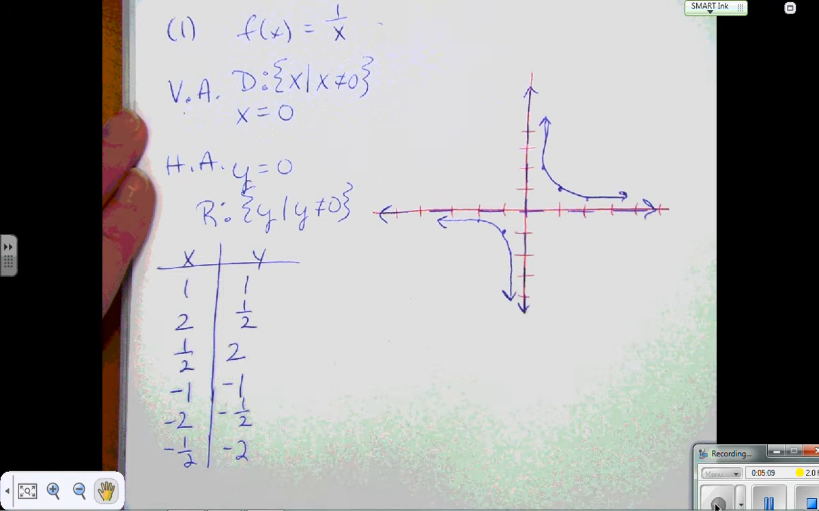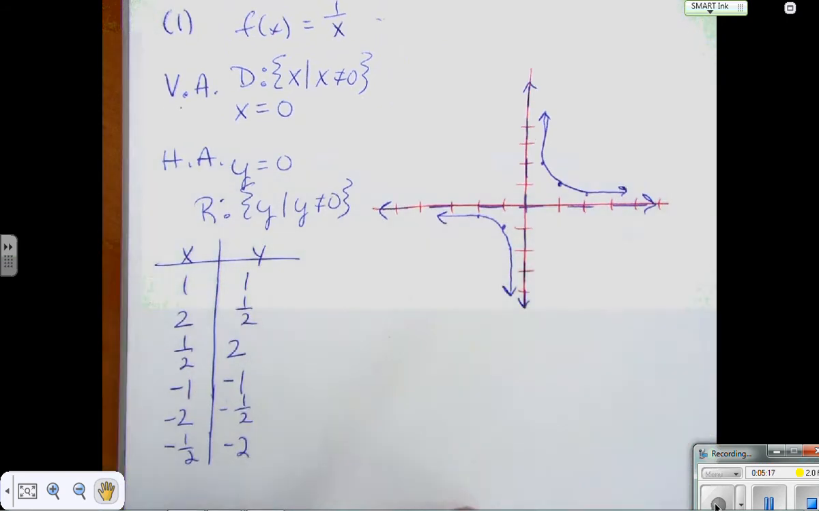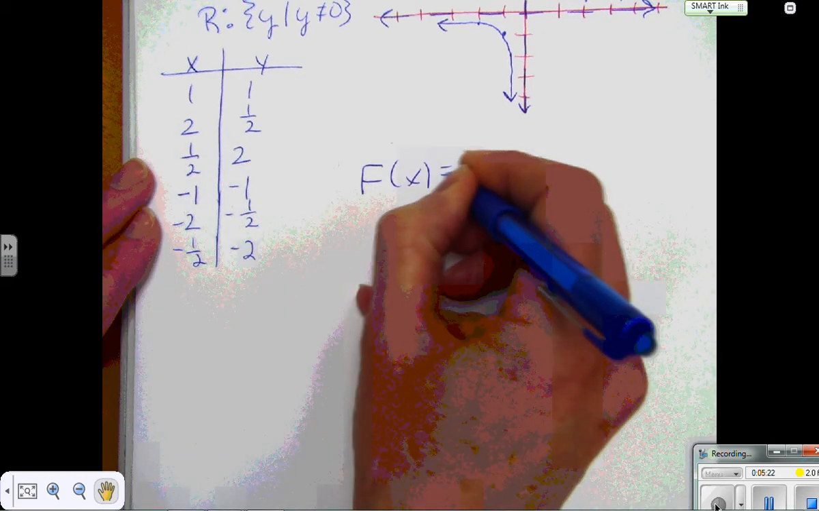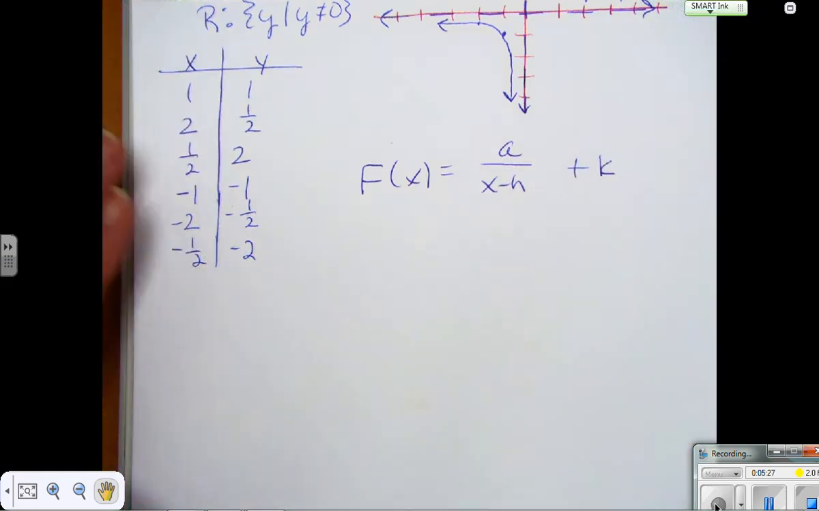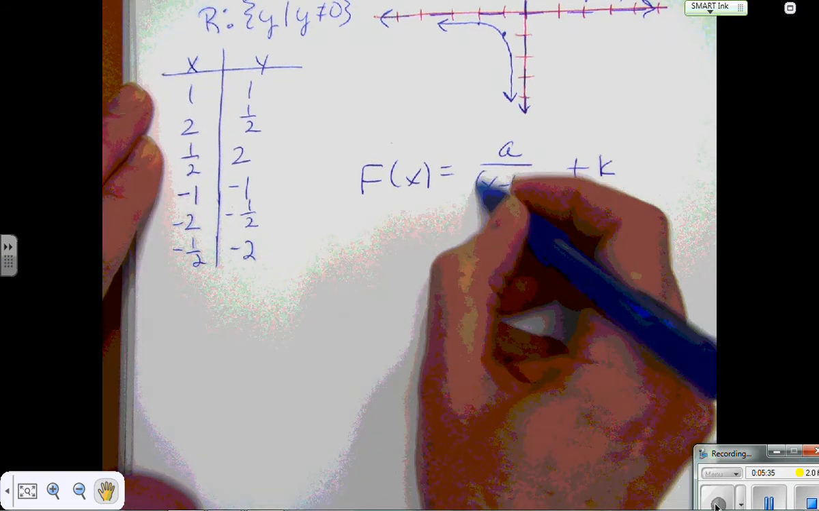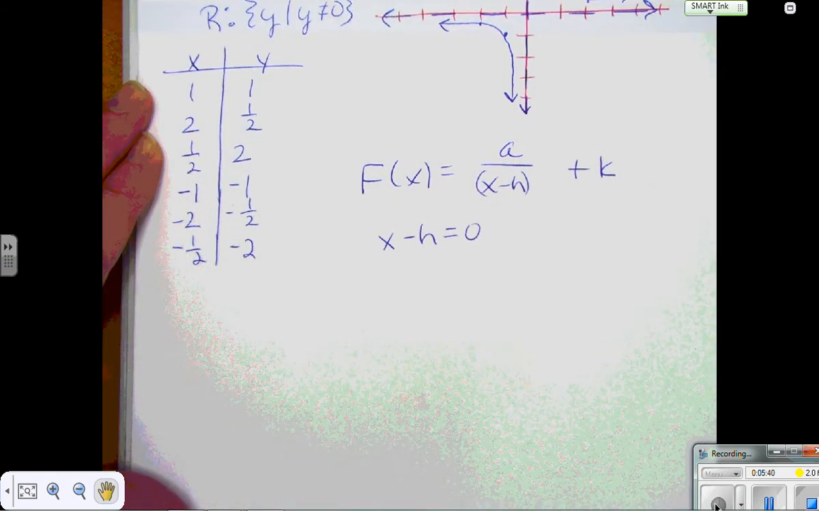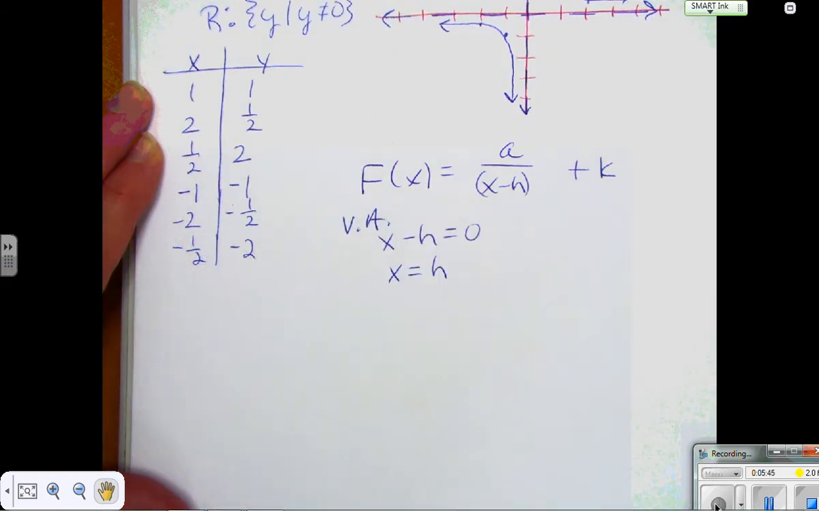Okay, now sometimes, see, this is your parent function. This is the simplest form of this graph. Sometimes it's going to be shifted around. So on the next part of your notes, it says f of x equals a over x minus h plus k is the general form of a reciprocal function. The vertical asymptote is x equals h. So I'm going to take this denominator, whatever that is, set it equal to 0, and solve for x, for the vertical asymptote. So when I solve for x, that's how I get the x equals h.